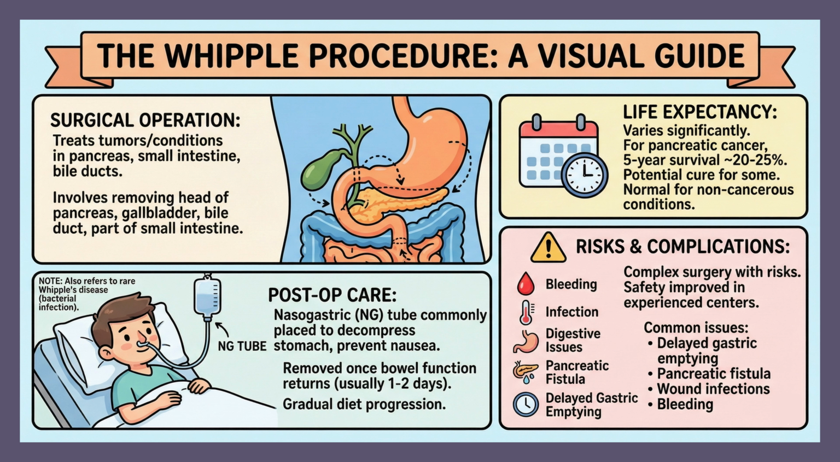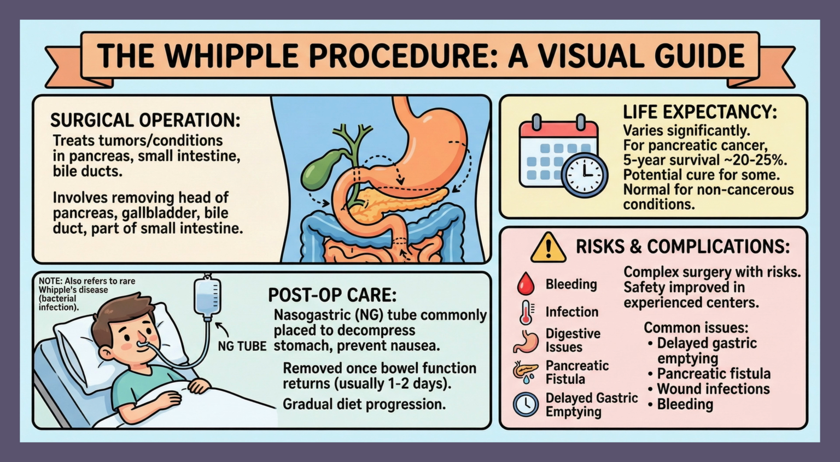The most common complications after a Whipple procedure are delayed gastric emptying, where the stomach empties too slowly, and pancreatic fistula, leakage from the pancreas connection, often occurring together alongside wound infection and bleeding. Rates vary, but those are the primary concerns for recovery.